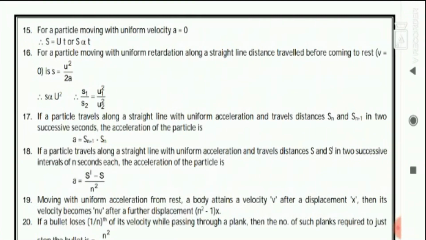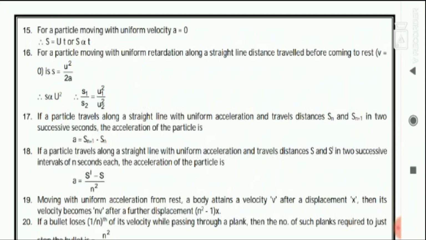15th formula, for a particle moving with uniform velocity, a is equal to 0. Uniform velocity means there is no change in the velocity, so acceleration becomes 0. In that case, s is equal to ut, or s is proportional to t. This formula you can use happily.